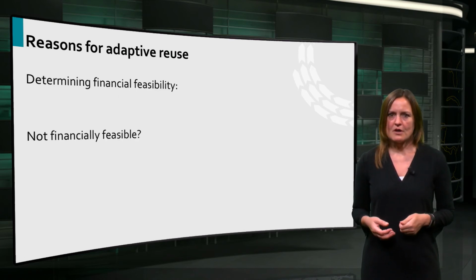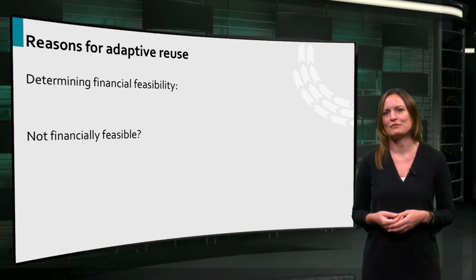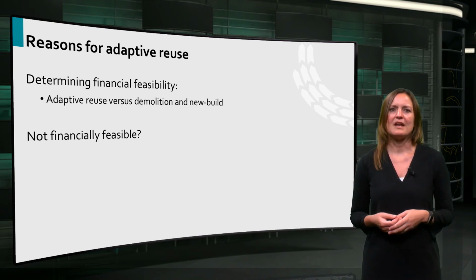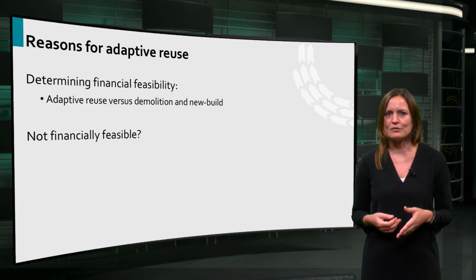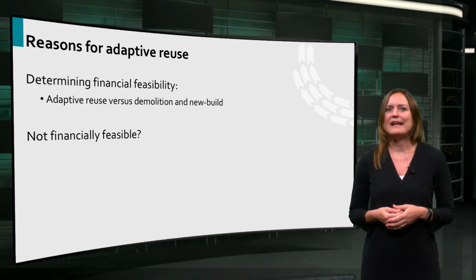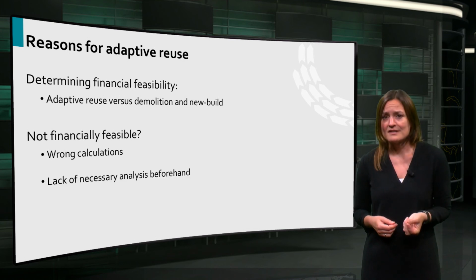Adaptive reuse is often perceived as not financially feasible, and the lack of financial feasibility is often referred to as the reason for new build. However, adaptive reuse should be compared to demolition and new build, not only to new build. In some cases, lack of financial feasibility is a result of not calculating well or not doing the necessary analysis before starting the project.